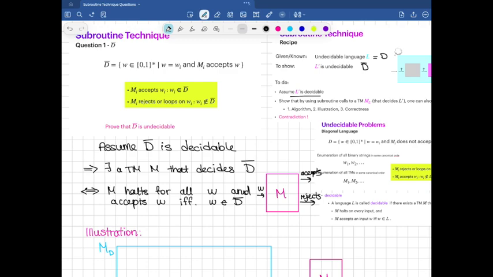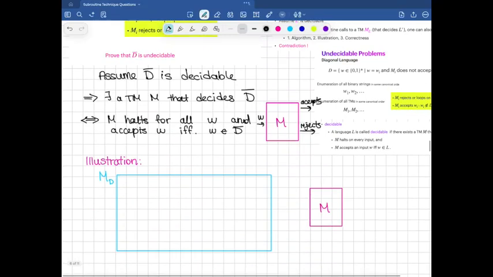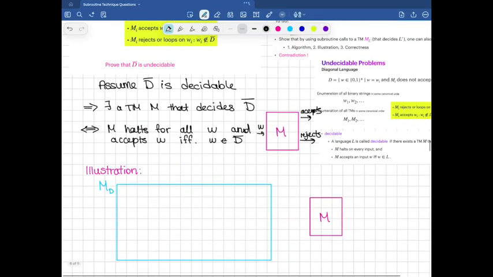So how does this look? It is fairly simple. So let's illustrate this and have the drawing for the Turing machine MD, which is the Turing machine for the diagonal language. So again, we will use M as a subroutine.